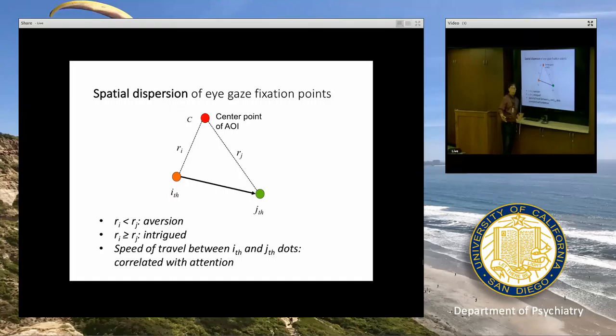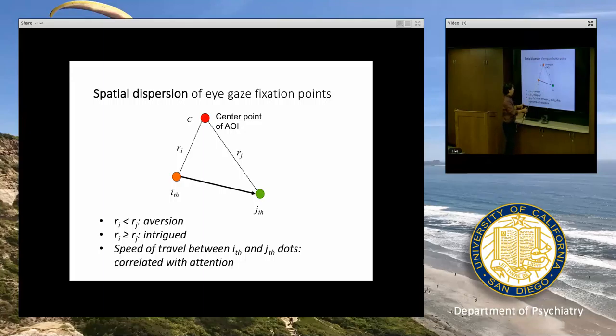And what do we mean by it being dispersed? It could mean different things. Maybe the person feels scared or repulsed, or maybe has attention issues. But we can identify aversion if the distance at later time points becomes larger and larger. In contrast, if the distance at least stays the same as at the earliest time point, we can assume that the person is engaged.